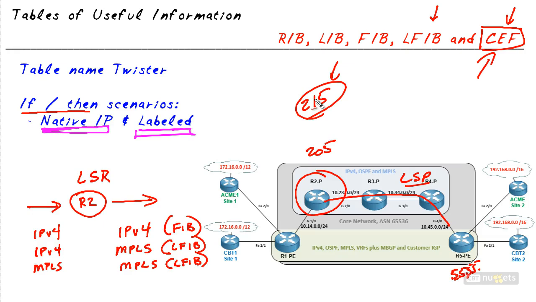Well, in IPv4, what are you going to do with a packet if you don't know what to do with it? You're going to drop it. So in a scenario where we're receiving a labeled packet and we don't have any forwarding information for that label, we're going to go ahead and drop it.